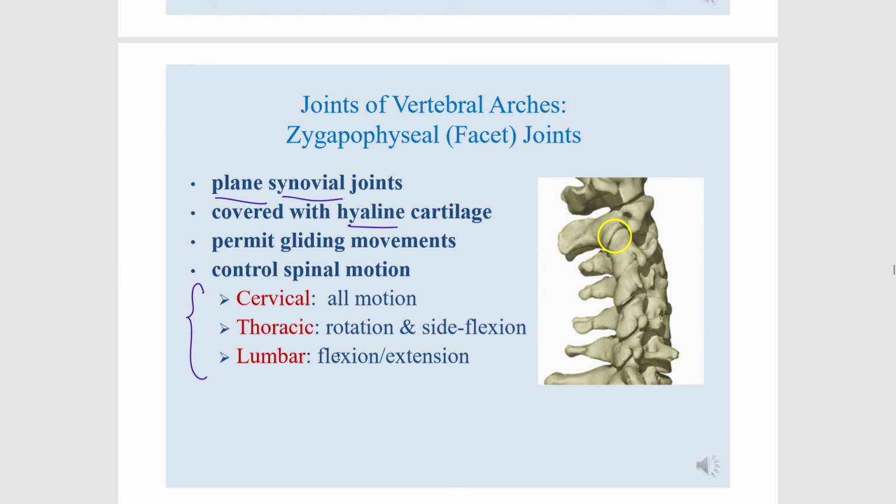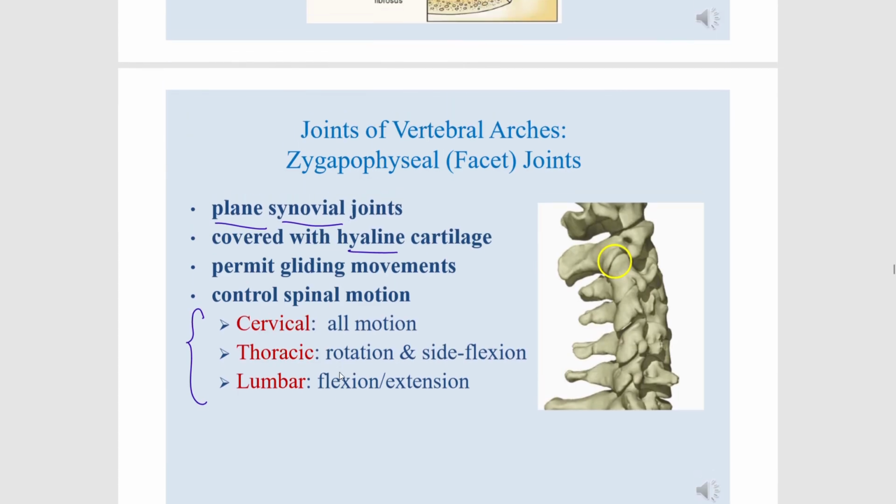In different regions, they have different extents of motion. For example, the cervical joint allows all kinds of motion, but in the thoracic region, it allows rotation and side flexion. And lastly, for the lumbar region, it allows flexion and extension, of course.